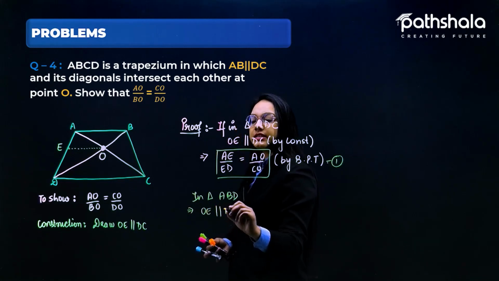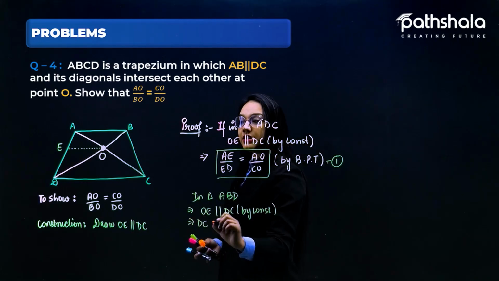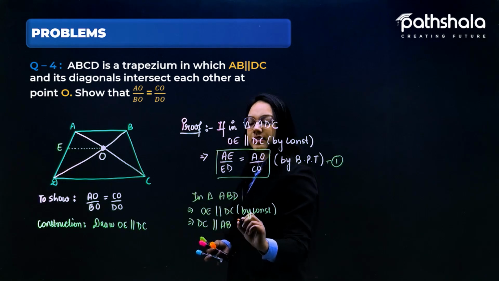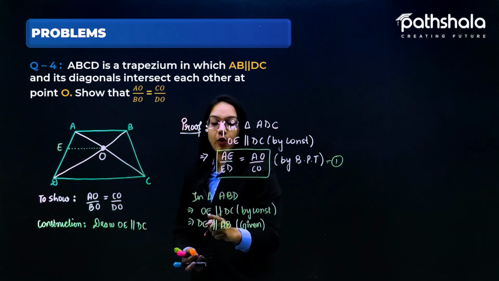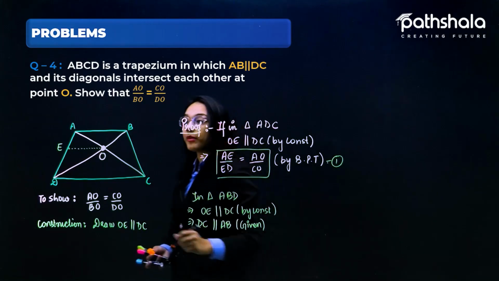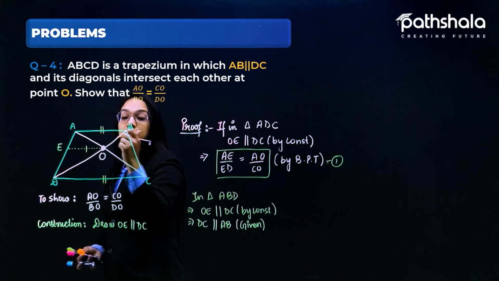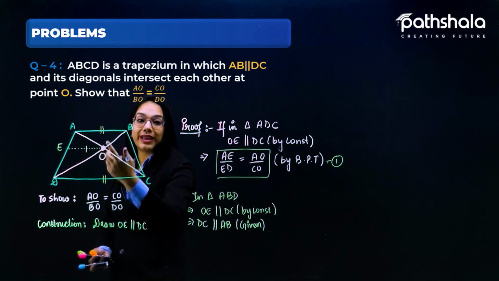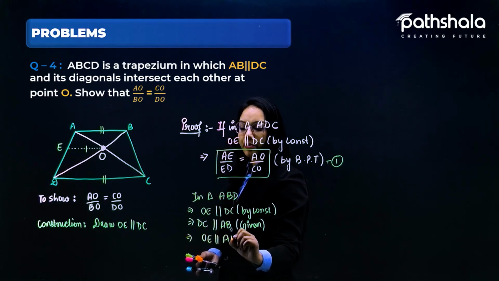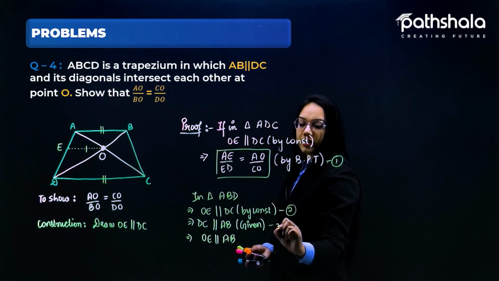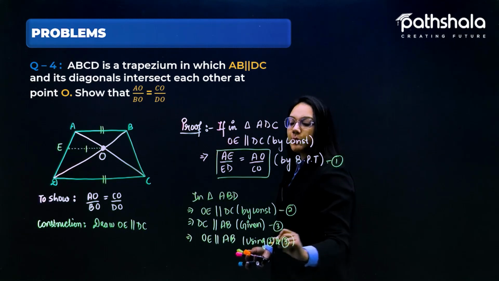First of all we know that OE is parallel to DC by construction. We know this fact, and further we know that DC is parallel to AB, which is a given statement. It is already given to us that AB is parallel to DC. So if OE is parallel to DC, and DC is parallel to AB, then definitely OE is also parallel to AB. Hence from these two conditions, let me call them 2 and 3, we can say that OE is parallel to AB.